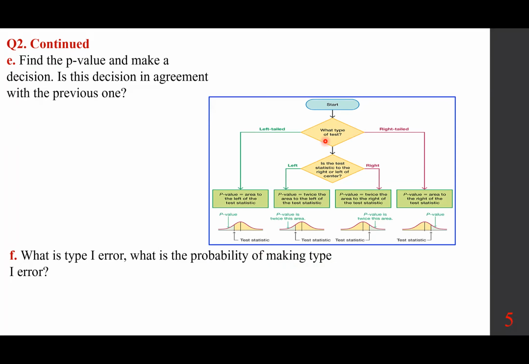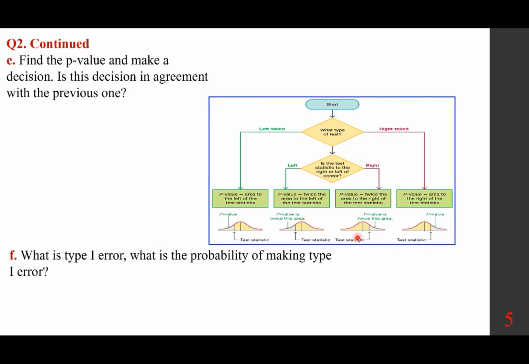When we go through the process, it's either a left-tail test, a right-tail test, or a two-tail test. If it's a left-tail test, the p-value is the area to the left of the test statistic. If it's a right-tail test, it's the area to the right of the test statistic. And if it's a two-tail test, it's either to the left or right of the value that you calculate, and you must multiply by 2. So the p-value is twice the area to the left of the test statistic, or twice the area to the right of the test statistic if it's a two-tail test.